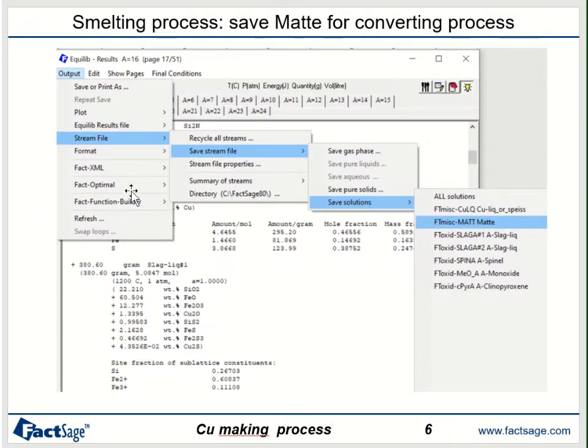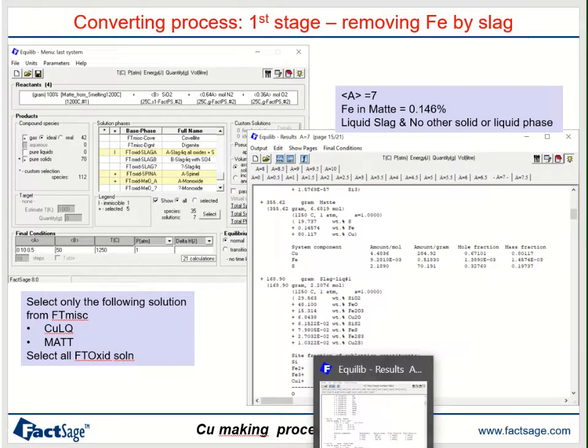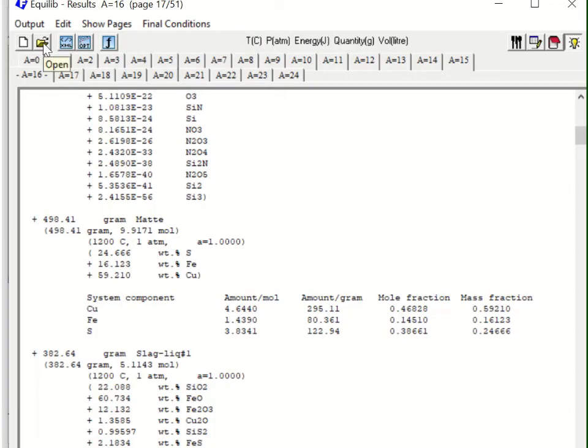So we have done the saving process. Then we go to the converting process now. So what I want to do is take that matte I did the calculation for before, and then add some additional amount of SiO2, and also add additional air here, and then do the calculation at 1250 degrees Celsius. Okay. So I already saved this one. So let's look at it.